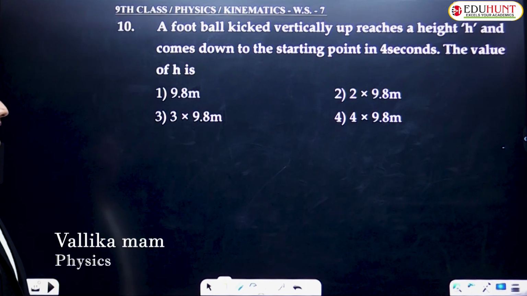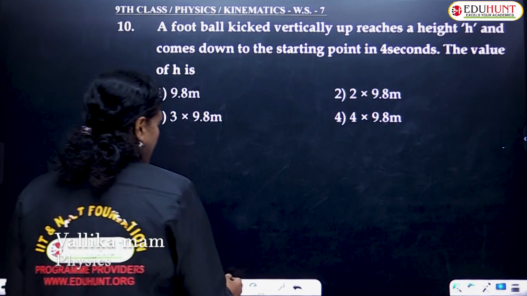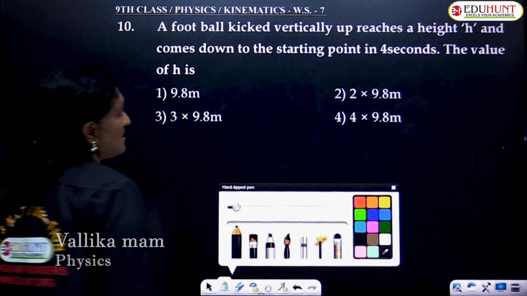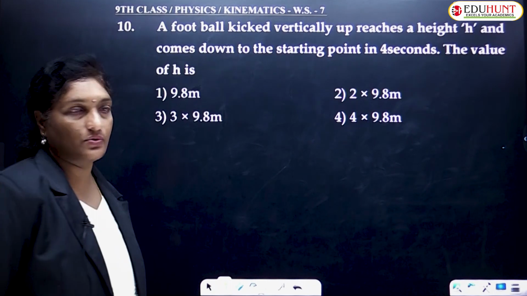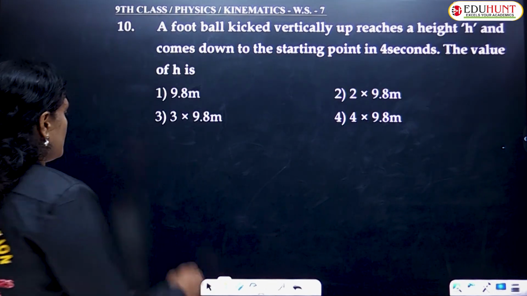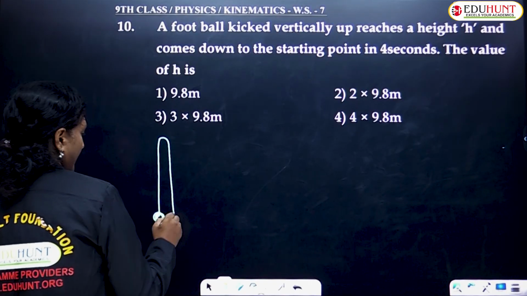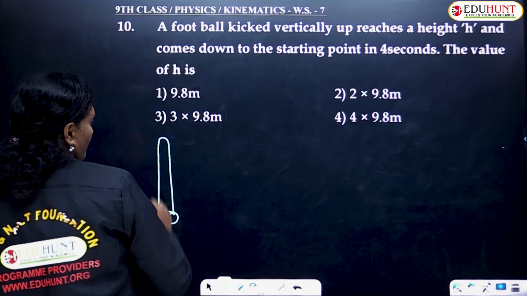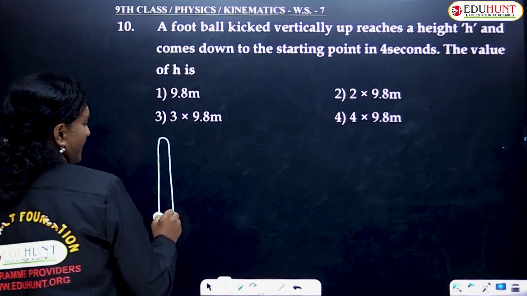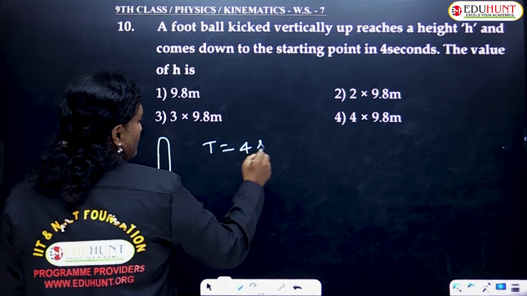A football kicked vertically up reaches a height h and comes down to the starting point in 4 seconds. That means time of flight is given as 4 seconds. The value of h is? So here is the football kicked upwards and again it came down. The total time to go to the highest point and again to come back to the same initial point, it took 4 seconds.